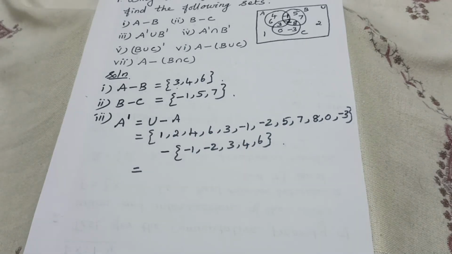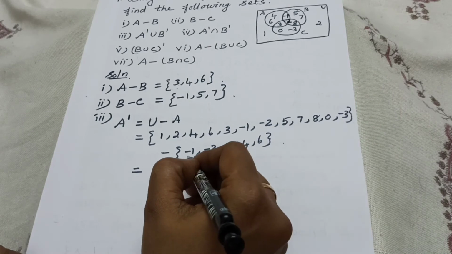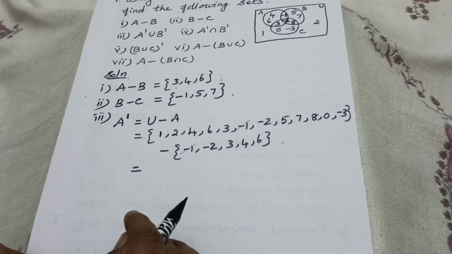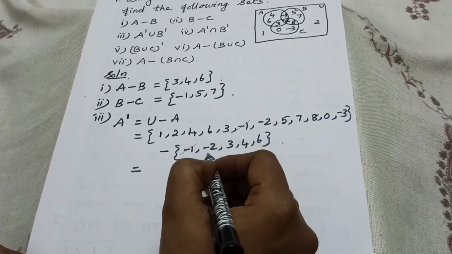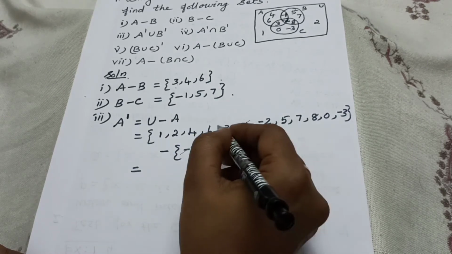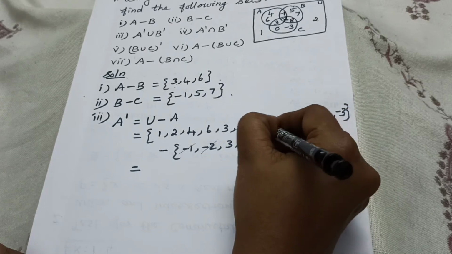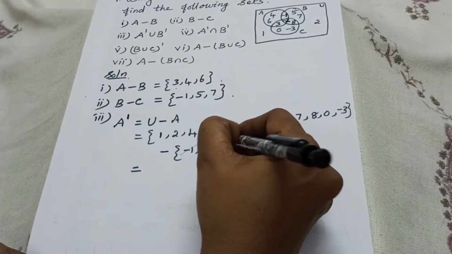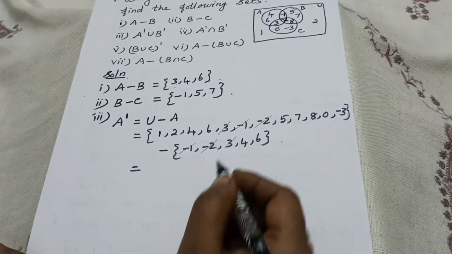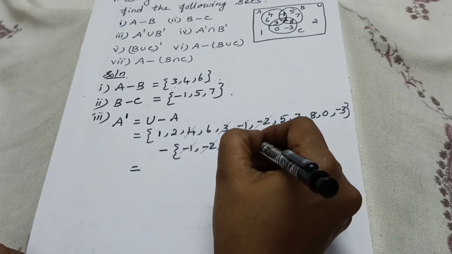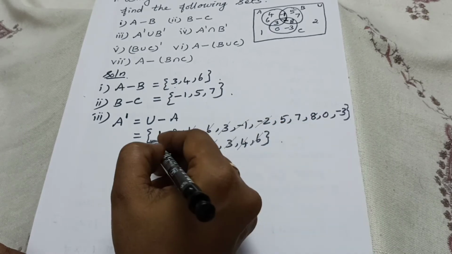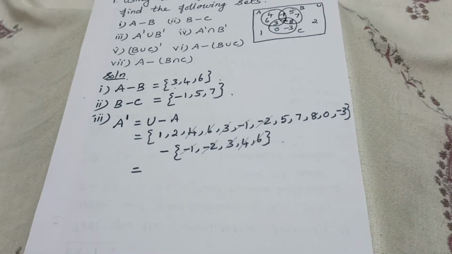Okay. What are the elements? How we can find? Minus 1 is in universal set. So we have to cut this one. Okay. Then minus 2 is in universal set. Okay. This 2 we can cancel. Then 3 also in universal set. This 2 we can cancel. 4 also here. Then 6 also cut it. Okay. Remaining universal set. What are the elements you say?